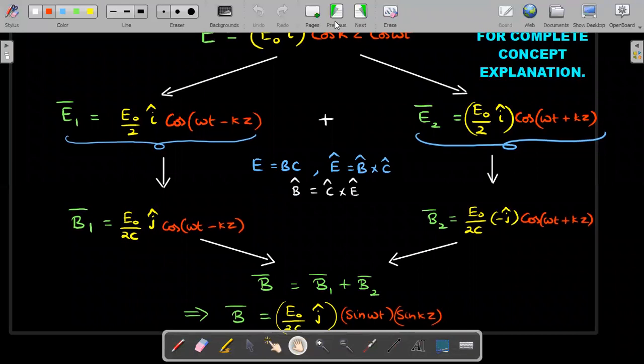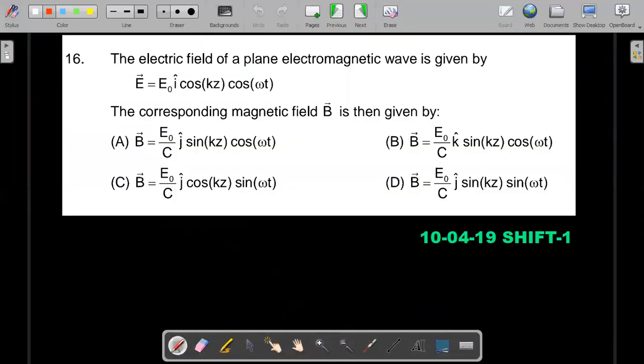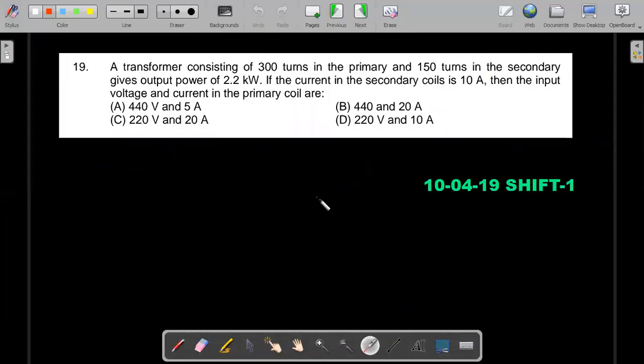Let's move forward. Let's mark that answer. The answer I think is the B option. Oh, sorry, D option. So next one is the transformer question. I think in the first three videos, we didn't have a transformer question, so this is the first time. A transformer consisting of 300 turns in primary and 150 turns in secondary gives output power of 2.2 kilowatt. If the current in the secondary coil is 10 ampere, then the input voltage and current in the primary coil are? Transformer always works on only 2 or 3 principles.